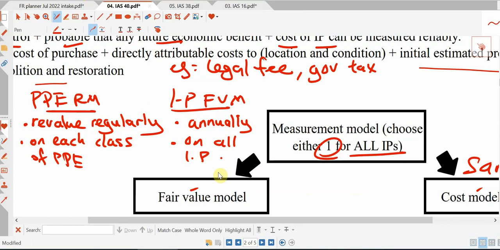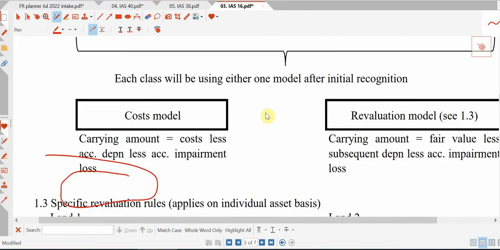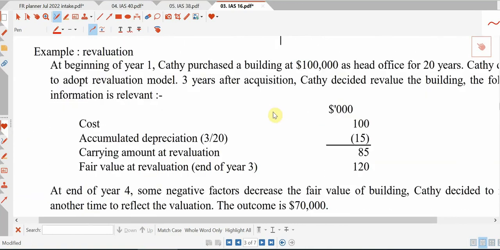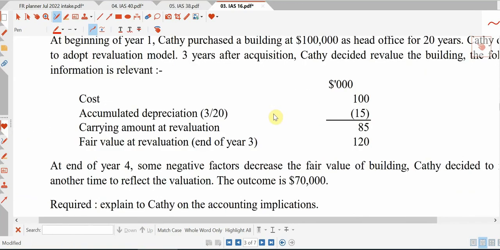The next difference, okay, let's check. I go back to PPE first. The next difference. In the last class, we ended at this example. It was about first time revaluation. We got a gain on revaluation. Second time, we got a loss.